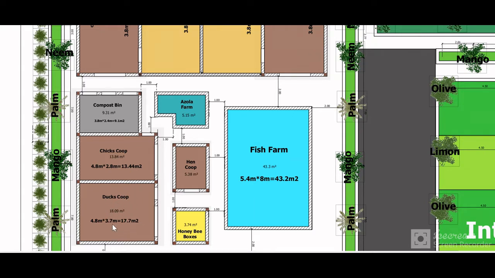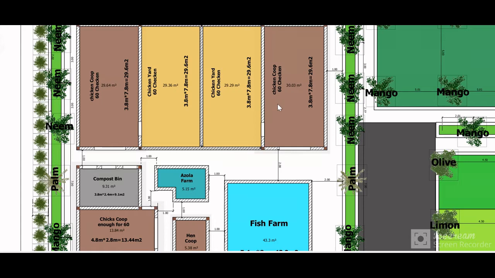Here is the duck coop. It is enough for 60 ducks. Okay. Ducks can also go outside from here and swim on this fish farm, and swim on this Azolla, because Azolla needs ducks to increase. Also, fish need nitrogen from the droppings produced by the ducks, and also ducks can eat the smallest fish here. This area is for ducks, chicks, hen, honey, and compost area, and Azolla farm, fish farm.